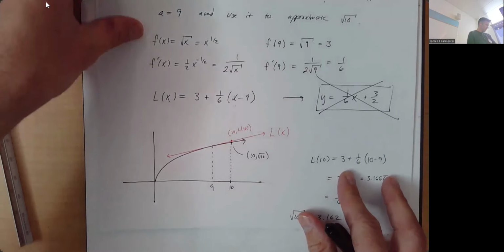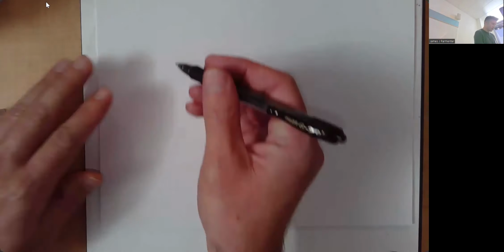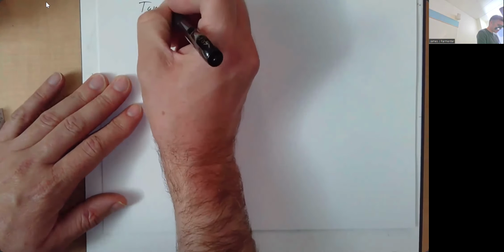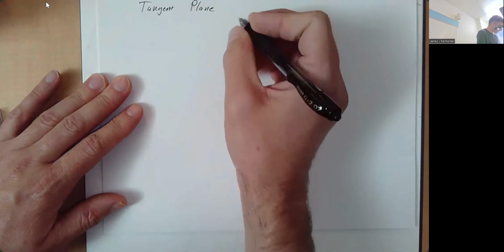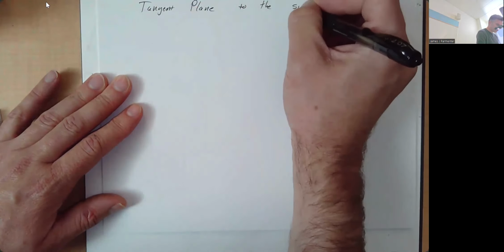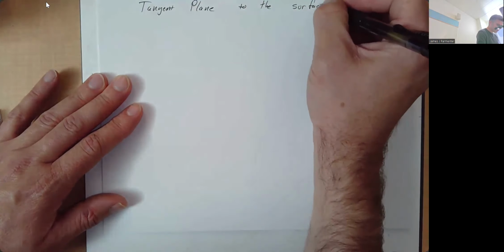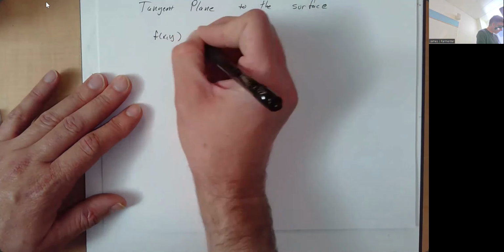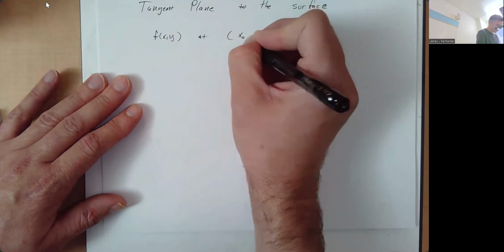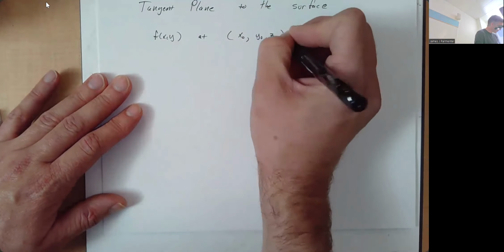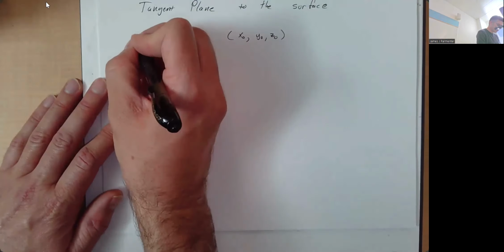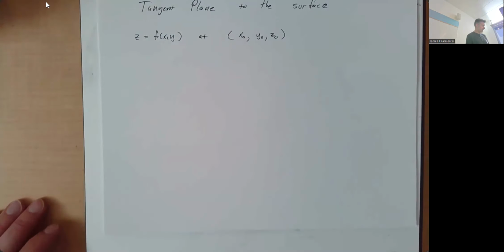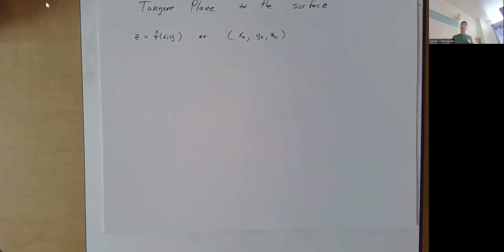So now, let's say we want to find, in a similar way, the tangent plane to the surface f of x y at the point x naught, y naught, z naught. And I would probably write this as z equal to f of x y at the point x naught, y naught, z naught. It's literally the same equation as before. We're just going to add in an extra piece.